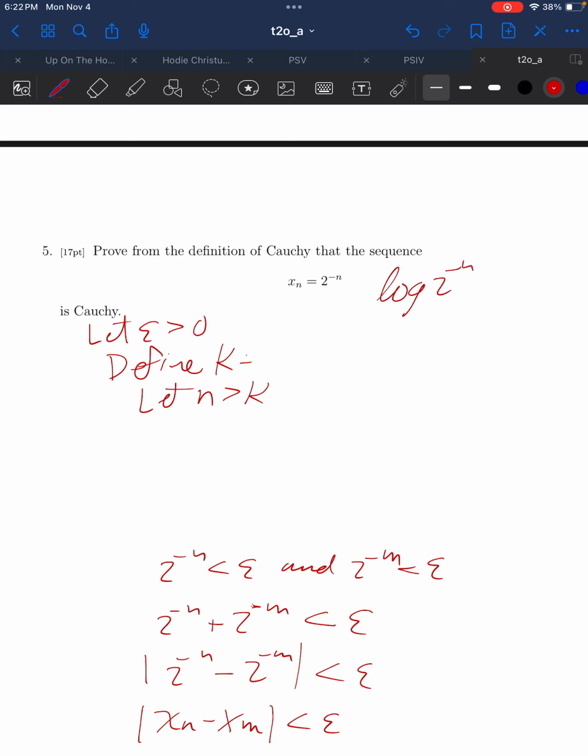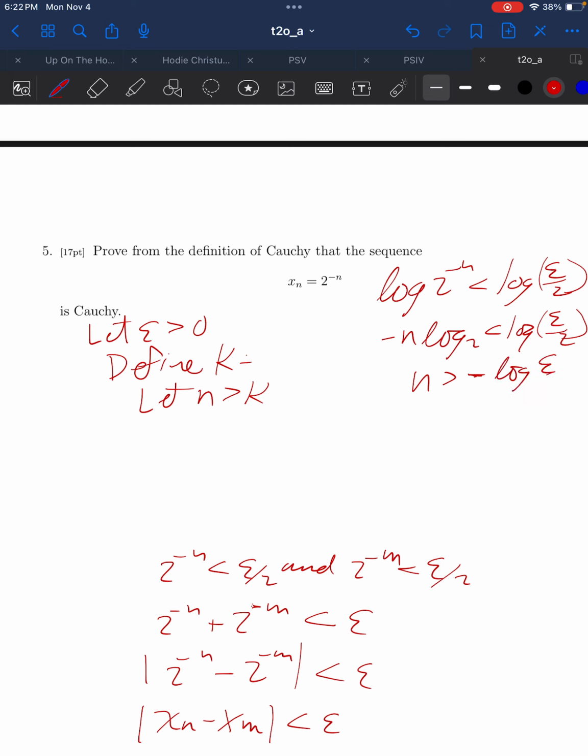Log 2 to the minus n less than... oh, these are over 2, sorry. We want to do our standard trick of making them each less than epsilon over 2. Log epsilon over 2. And that's minus n log 2 less than log epsilon over 2. So we end up with n is bigger than minus, switching some signs, log of epsilon over 2 over the log of 2. If you use log base 2, you can save yourself some work. So k is minus log base 2 epsilon over 2.